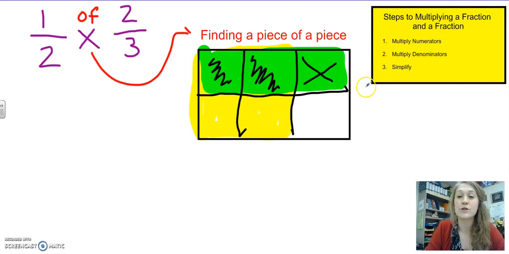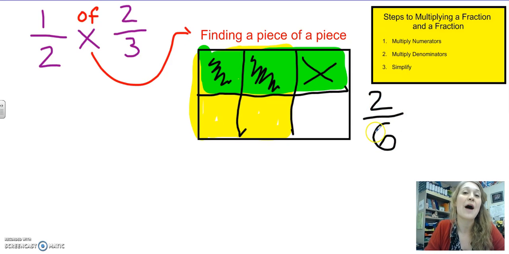So I see that I have 2 pieces. Well, 2 out of how many pieces? I now have 1, 2, 3, 4, 5, 6 pieces. So I have 2 out of 6 pieces when I find 1/2 of 2/3. Not too bad, right? But let's look at it with our standard algorithm.